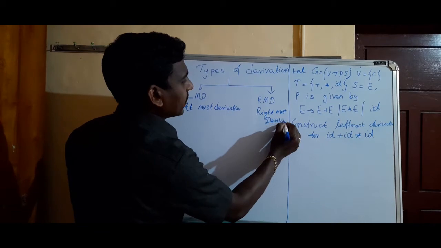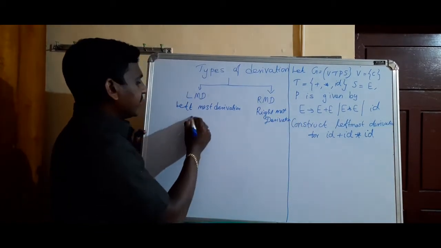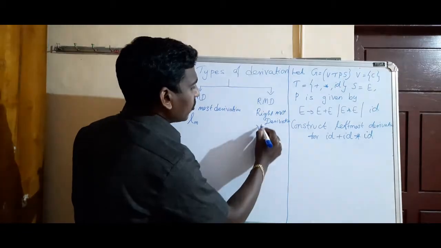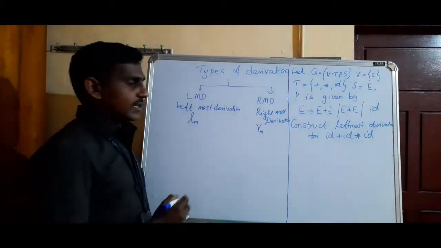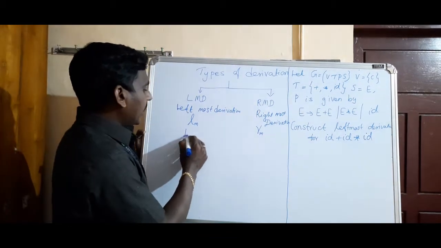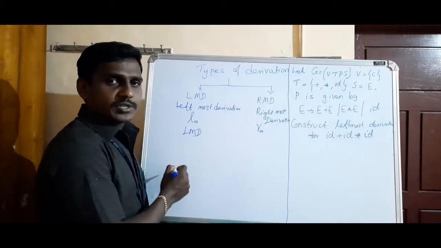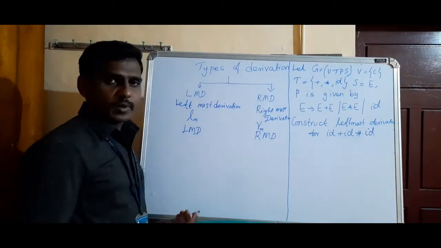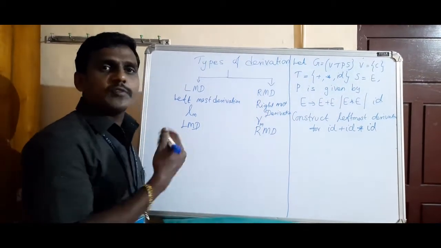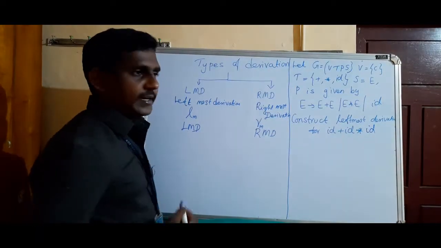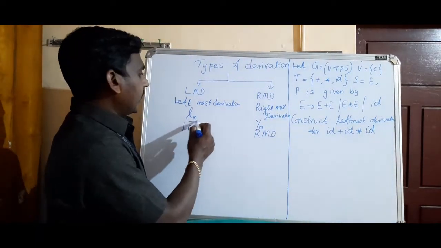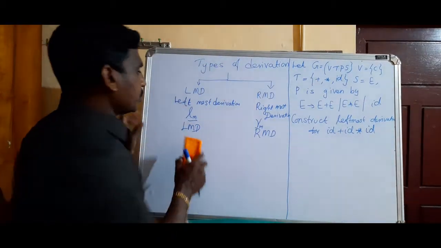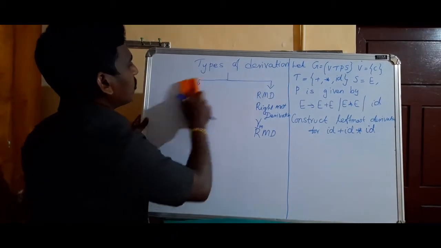Leftmost derivation is represented by LM, and rightmost derivation is represented by RM. The terms LMD, leftmost derivation, and RMD, rightmost derivation, are also used. They may ask for these short forms as well: RMD means rightmost derivation, LMD means leftmost derivation, and LM and RM are called leftmost and rightmost derivation. Clear? So I am going to teach you how we derive the leftmost derivation.